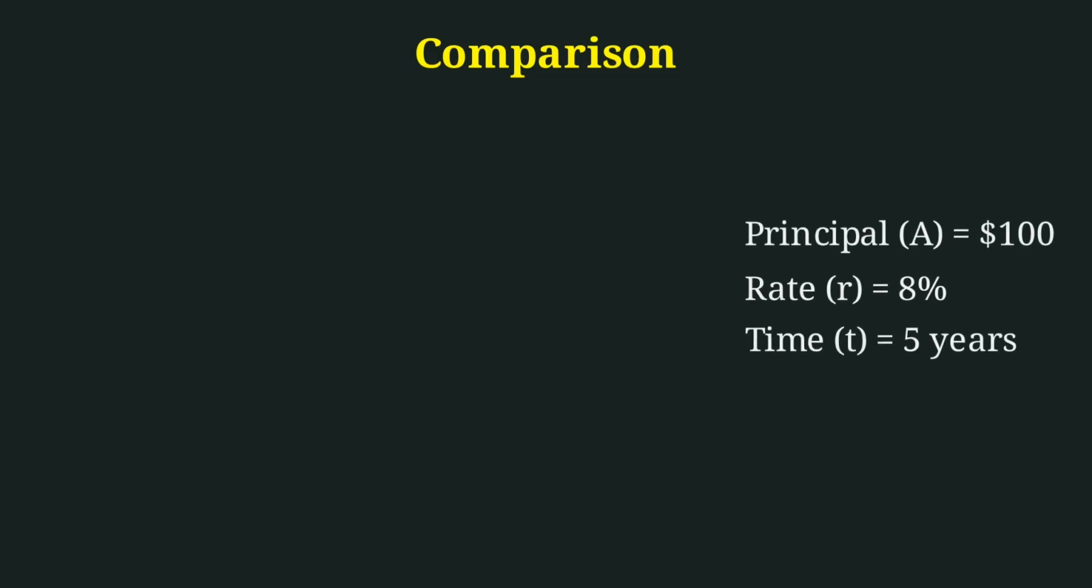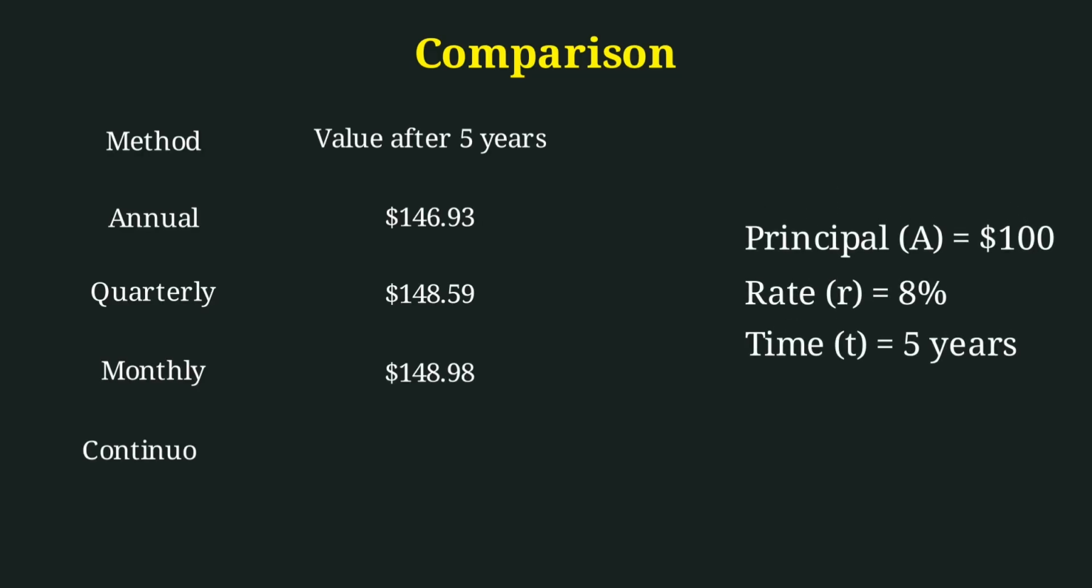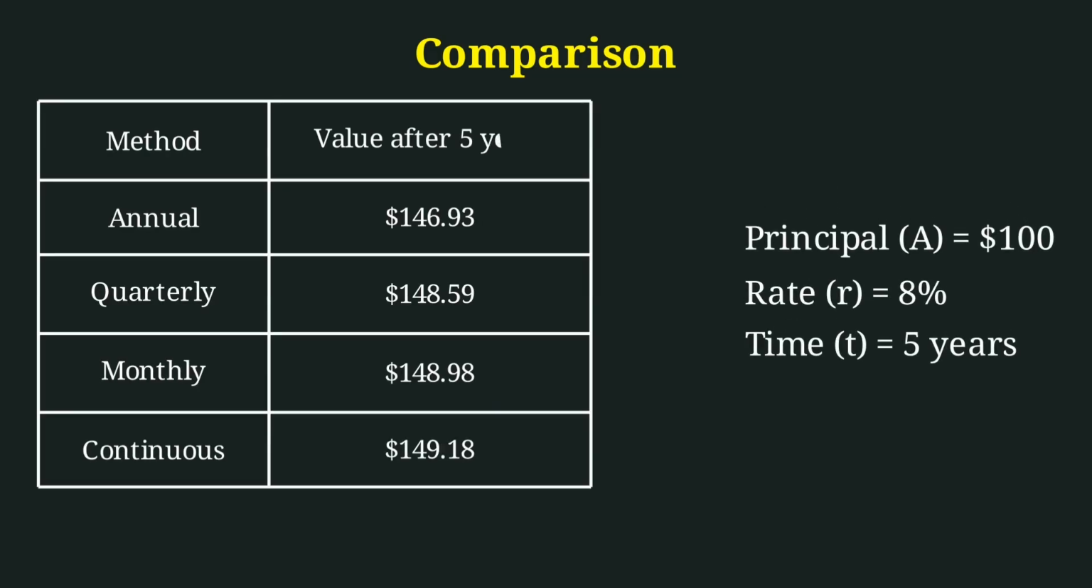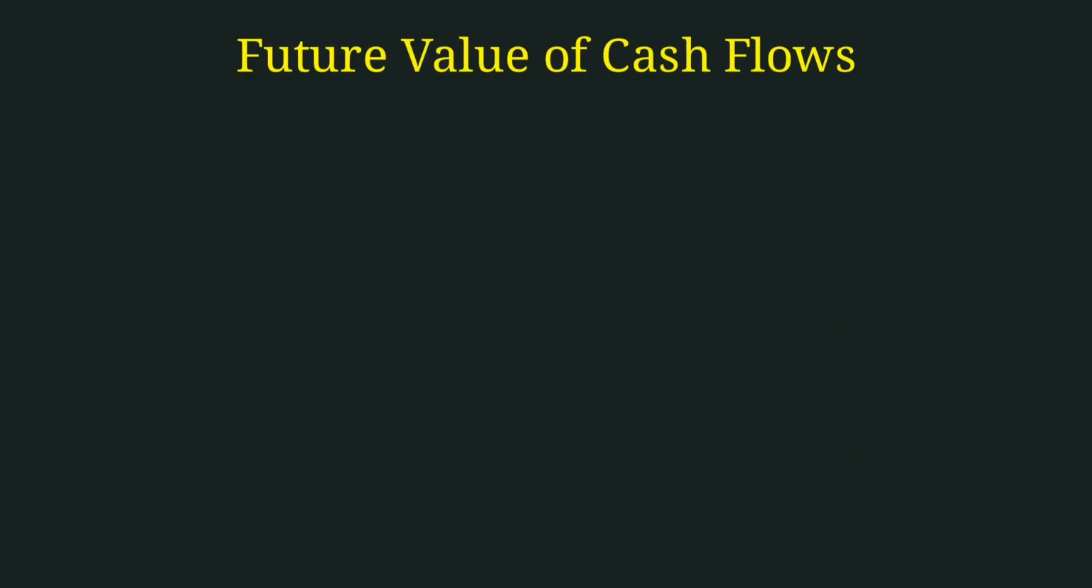Comparison of these different compounding. Here this table indicates annual compounding, quarterly compounding, monthly compounding, and continuous compounding with these parameters. As you can see, the continuous compounding is a little bit larger, but not significant for this 5 years with this parameter.